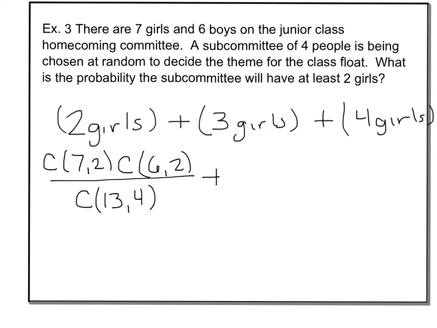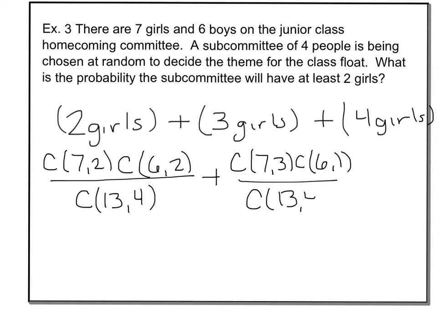I need to add that to the probability of at least 3 girls, in which case I would be choosing 3 girls out of 7, and I would have to then choose 1 boy out of 6, over the total number of people that should be on my subcommittee, which would be 13, and I'm choosing 4. And my very last probability, which I would add to it, would be the probability of choosing 4 girls out of 7 over the total number of students, which would be 13 choose 4.